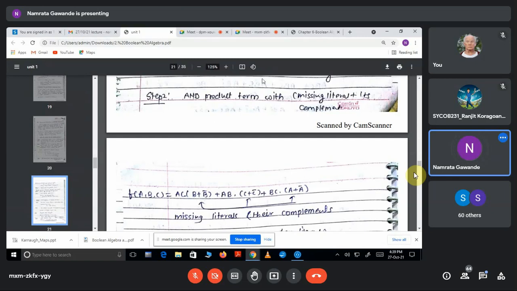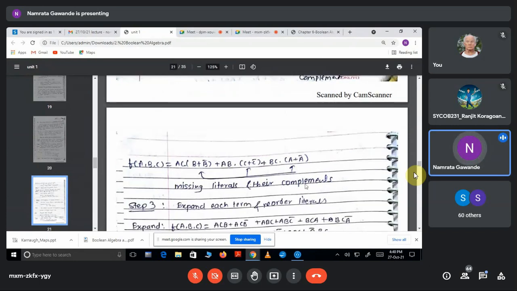Here you can see the AND of the product term with the missing literal plus its complement. Then plus AB dot (C plus C bar). Which one is missing here? C. So C plus C bar, with dot. Then BC dot (A plus A bar). So the missing literals and their complements are taken.